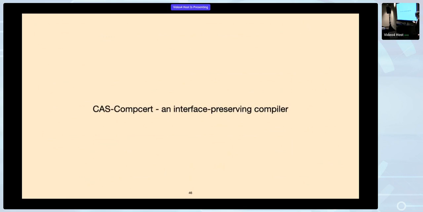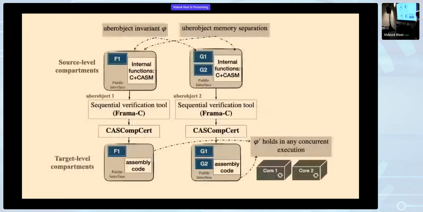And in particular, we prove that CASCompCert, that compositional form of CompCert, is interface preserving. So it's a good compiler that we can use. So now we can put this together. Let's say that our source level compartments are written in C. We can verify them using a C verifier, and then we can compile them using CASCompCert, and we get target level compartments that will have the property that we verified sequentially for each Uber object.